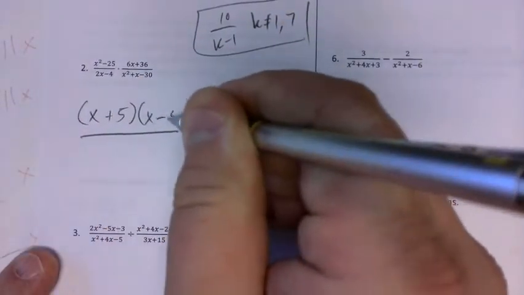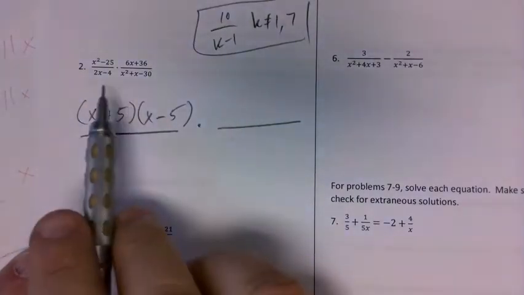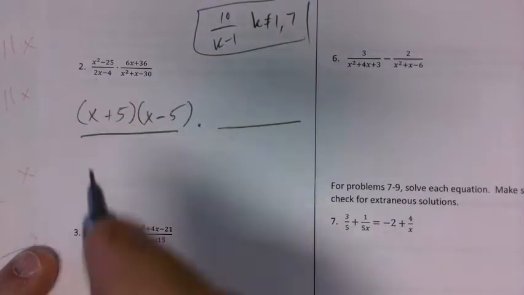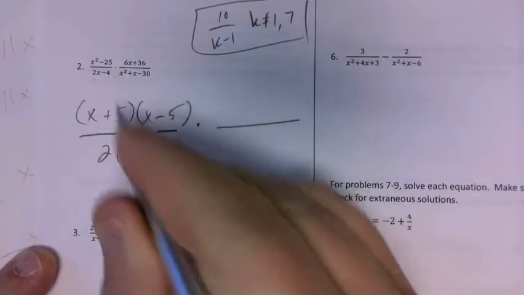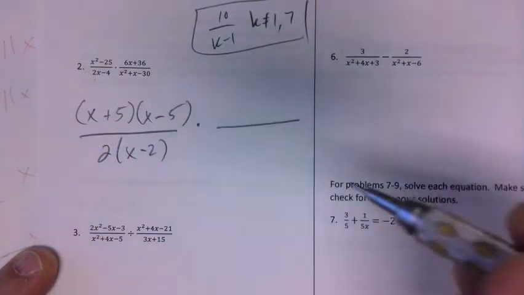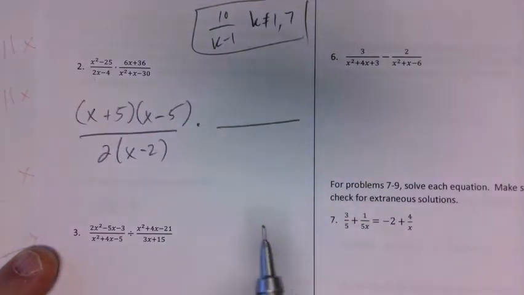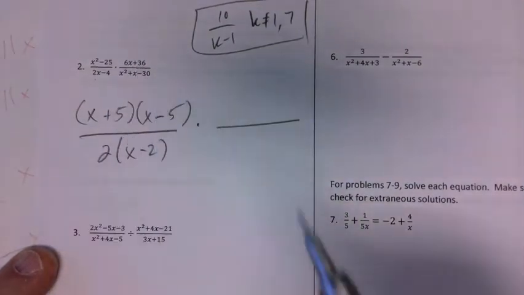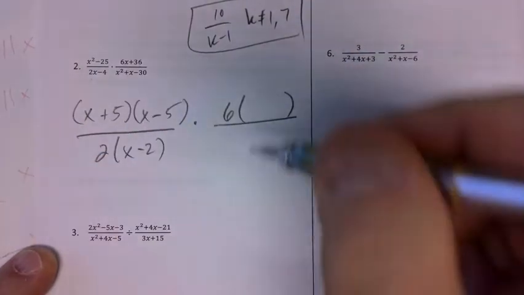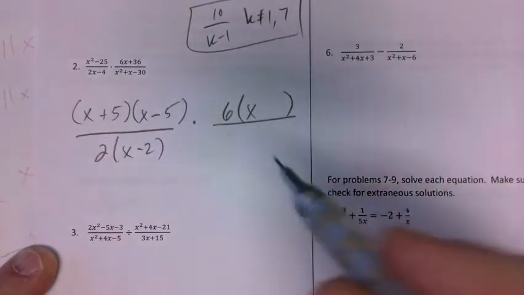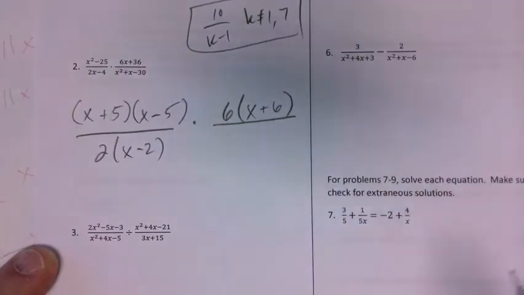Yeah. At 2x minus 4, common factor. 2 and 4, a 2 will divide into each of those. 2x divided by 2 is x. Negative 4 divided by 2 is negative 2. Okay, 6x plus 36. 6 and 36, 6 goes into both of those. 6x divided by 6 is x. 36 divided by 6 is 6.